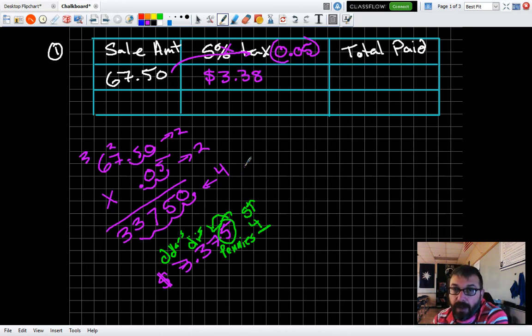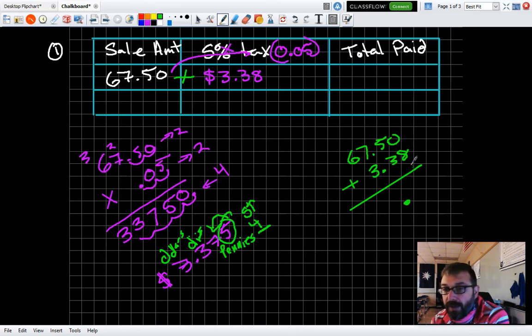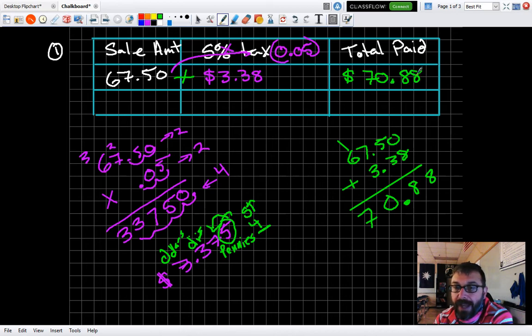All right. Now to figure the total paid, oh, that's super simple. We're going to take our original amount, add our new amount, so 67.50 plus 3.38. And the biggest thing we need to remember is adding and subtracting, all of our decimals stay in a line. So I can go on ahead and put the decimal down there. 8 plus 0 is 8. 5 plus 3 is 8. 7 plus 3 is 10. Carry the 1, 70. So my total paid in this case is going to be $70.88.